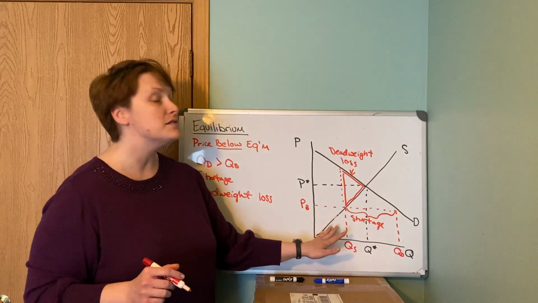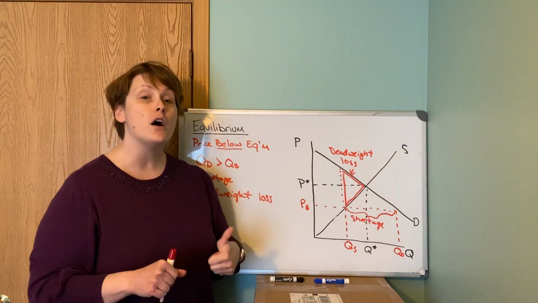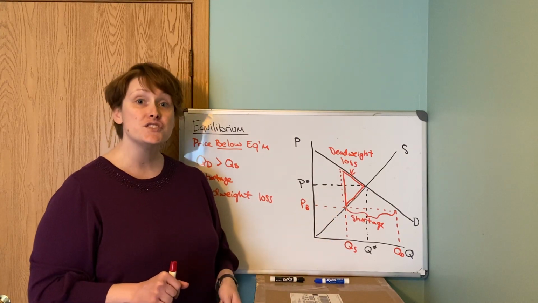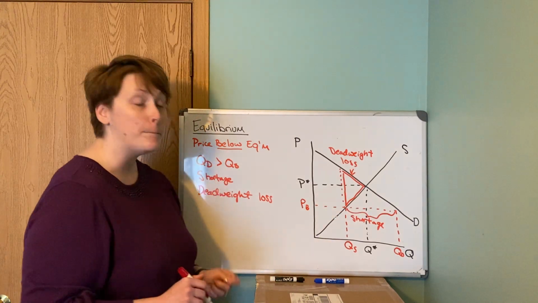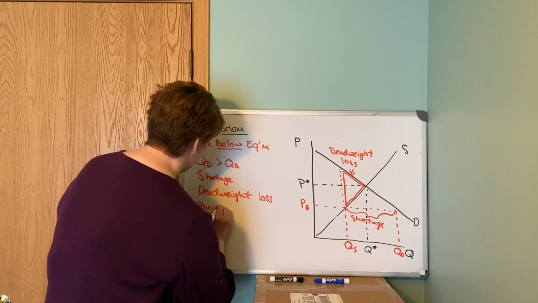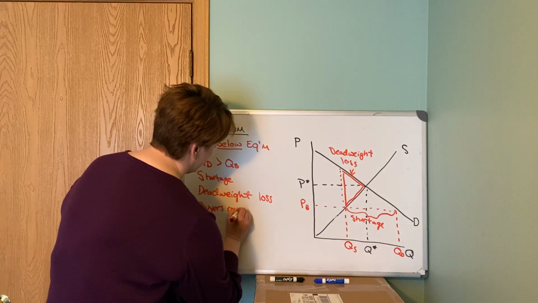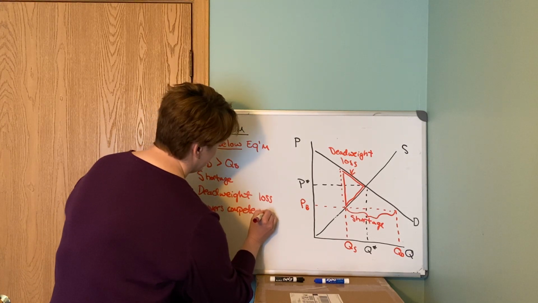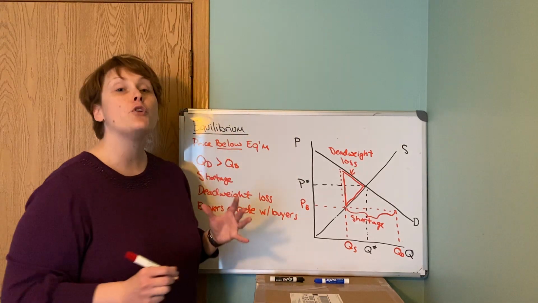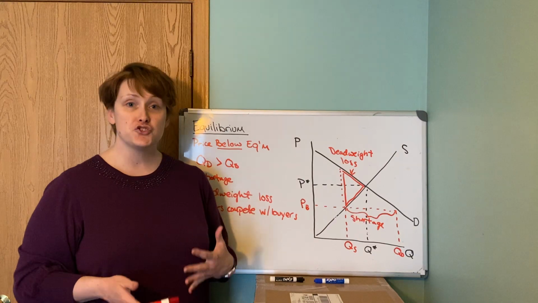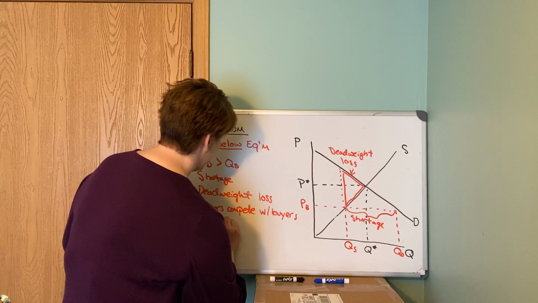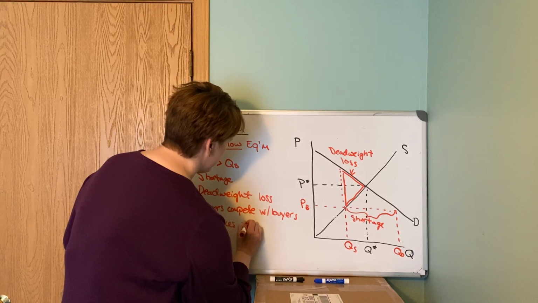These prices need to be driven back up to our equilibrium market price. So to do this, buyers are going to compete with other buyers. So buyers compete with buyers, and our prices get driven up and restored back to equilibrium. So prices increase.